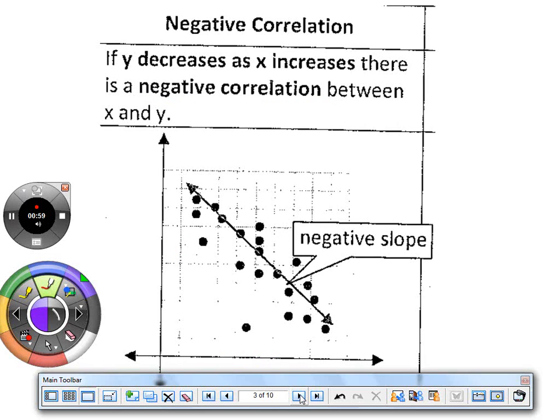Next thing that can happen is when you plot your points, you might notice that as the x gets bigger, the y actually gets smaller. So you can see that the x's are getting bigger to the right here, and the y values are actually getting smaller. That gives us a negative slope, and we call that a negative correlation. So pretty simple.